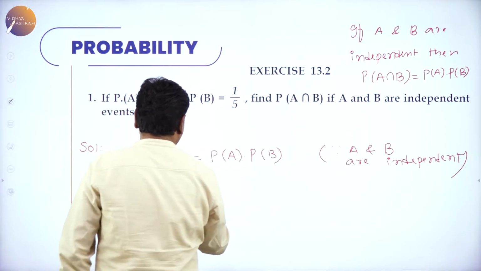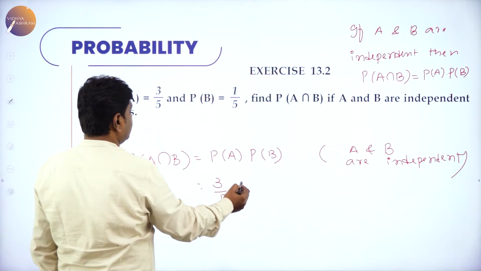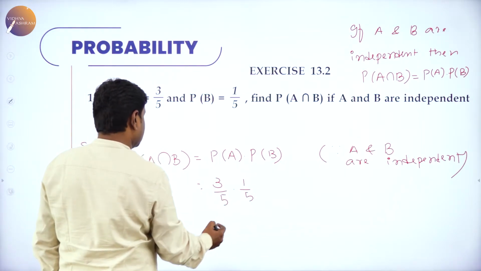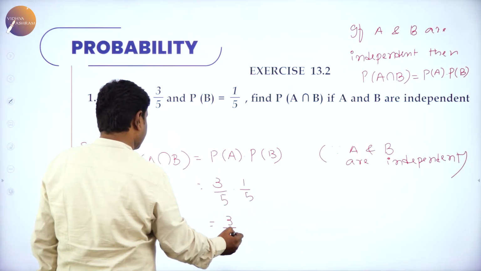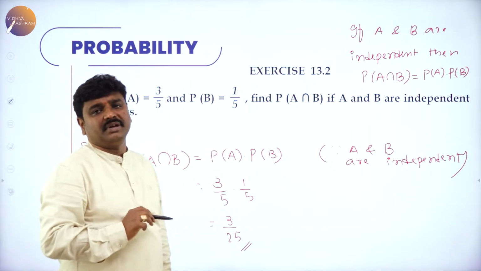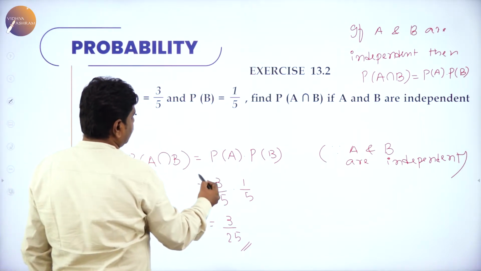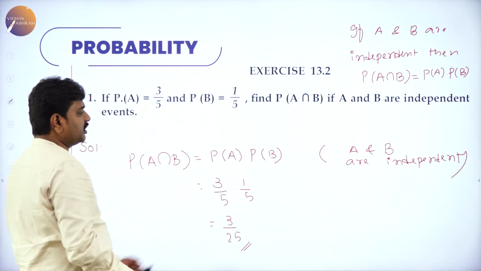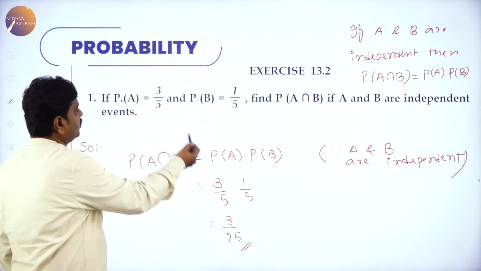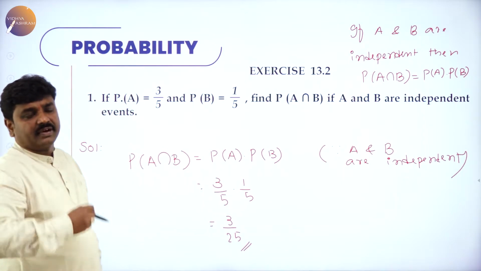Now P of A, what is P of A given? 3 by 5. What is P of B? What is P of B given? 1 by 5. 3 ones are 3, 5 5s are 25. So 3 by 25. This is probability of A intersection B. Now they want P of A intersection B. I wrote the formula. P of A intersection B is P of A into P of B because they told independent. And P of A is given, substitute, P of B is given, substitute. Simplify, you get it. 3 by 25.